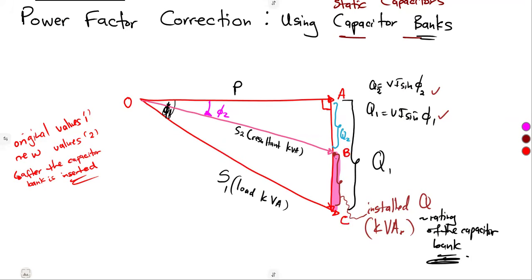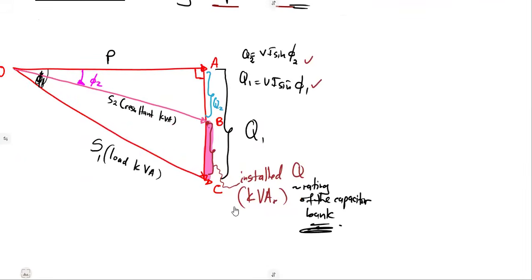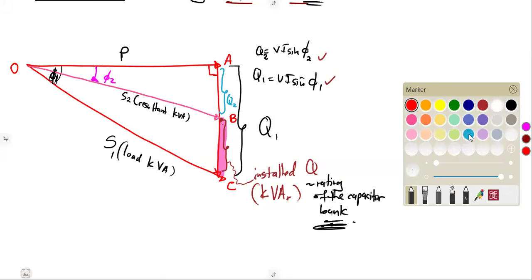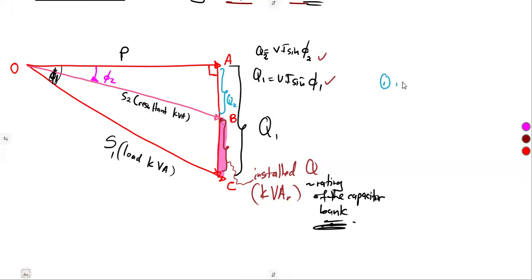The part that we need, which is the rating of the capacitor bank, is this one, BC, the rating of the capacitor bank. So to calculate that, all right? So for our calculations, the rating of the capacitor banks, which is BC, according to my diagram. It depends, maybe your diagram you set as A, B, C, D. You're going to use a different formula because of how you have your diagram.